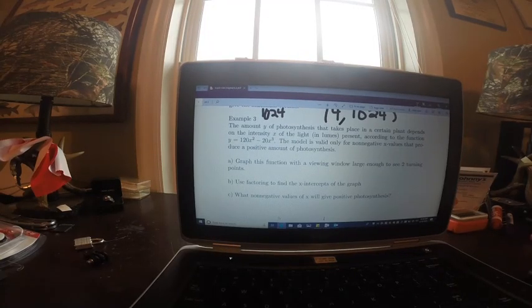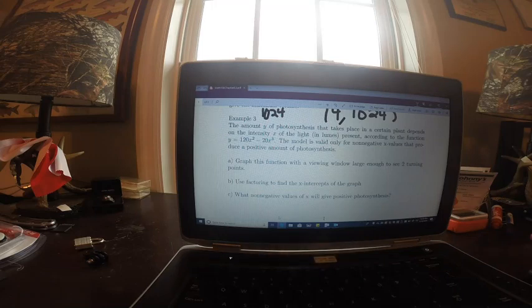Example 3 says the amount Y of photosynthesis that takes place in a certain plant depends on the intensity X of the light in lumens present. According to the function, Y equals 120x squared minus 20x to the third, the model is valid for non-negative X values that produce a positive amount of photosynthesis. So obviously X here can only be non-negative values. You can't have a negative amount of light and expect to produce photosynthesis.